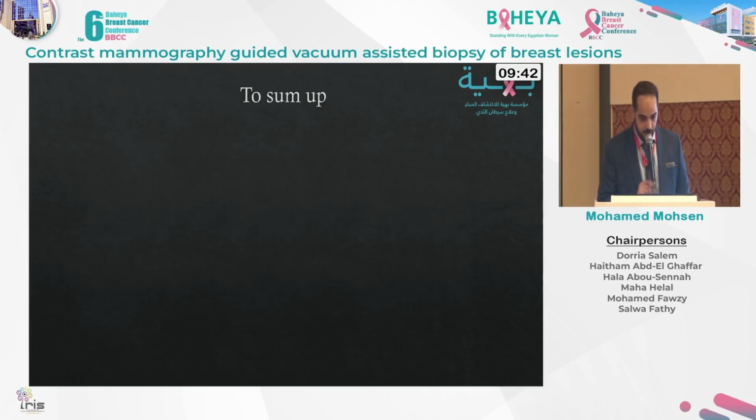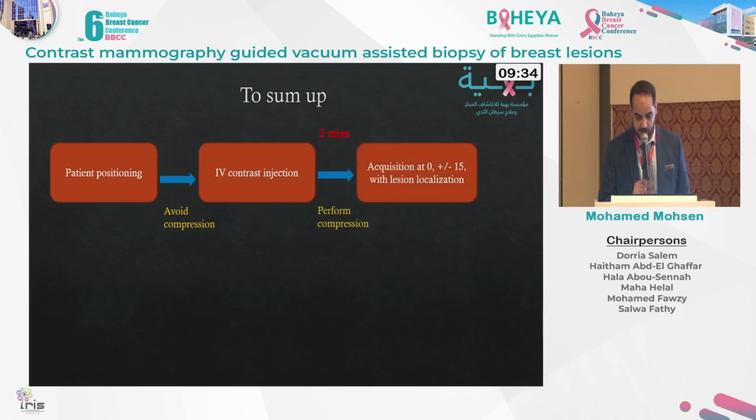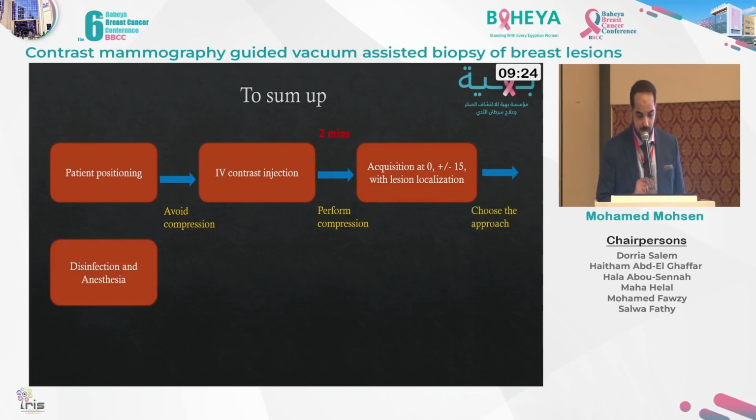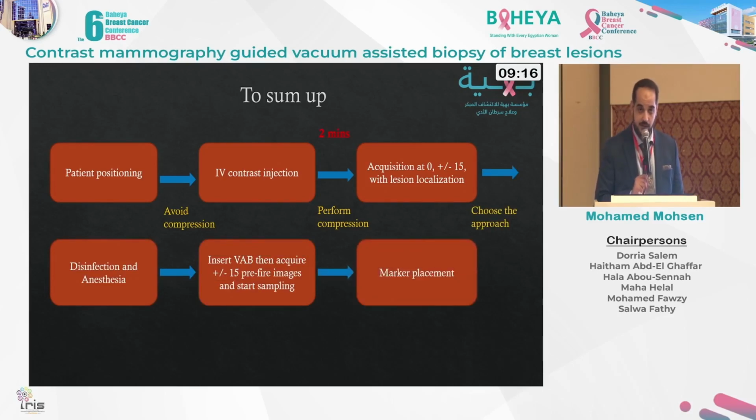Therefore, to sum up, we first do the patient's positioning, avoid compression, and IV contrast injection. We wait for 2 minutes, perform compression, then acquisition is done at 0 and plus or minus 15 degrees with lesion localization. We choose the approach, horizontal or vertical, disinfection and anesthesia, insert the VAP, then acquire pre-fire imaging, start sampling, then place the marker.